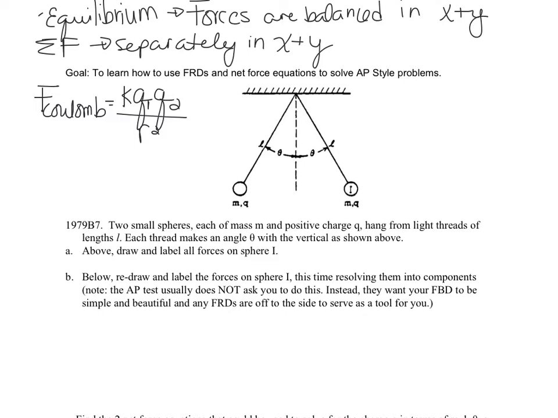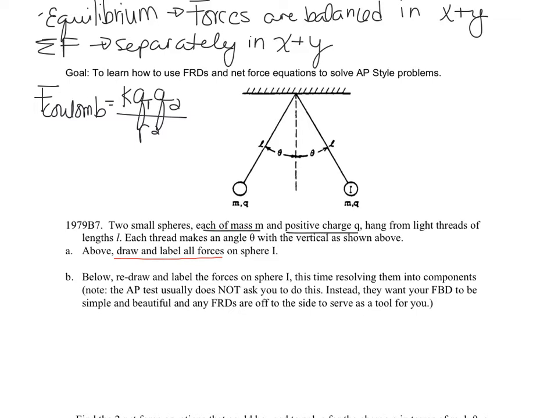So in this situation, we have two small spheres with the same mass and the same positive charge, which means they're going to repel, and they're hanging from threads of length L, which means that there's tension in that thread. So the first thing we're going to do is draw a free body diagram. That's what the question is asking us to do when they say draw and label all forces, but just on sphere I, so this one on the right.